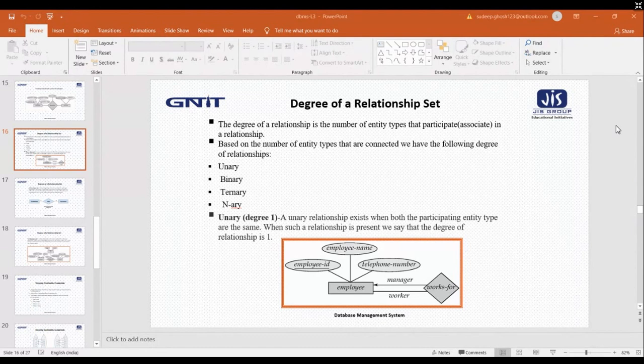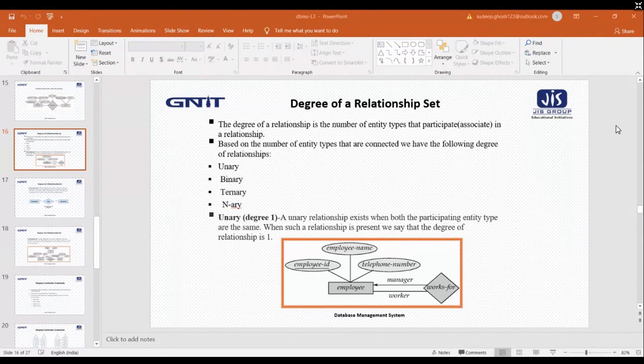Then see the one to one: both sides are one. That's why on both sides the arrow is given. Now the same thing can be represented in another scenario. For example, in some bank or branch, a loan account belongs to only one customer, or a customer has only one loan account. Then the relationship is one to one. So that's why the arrow is given in both directions.